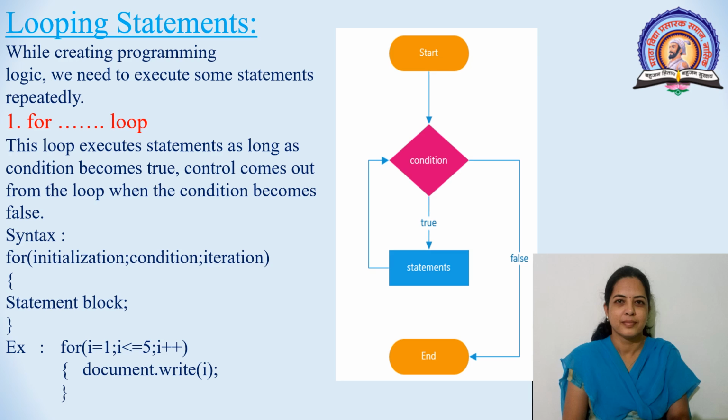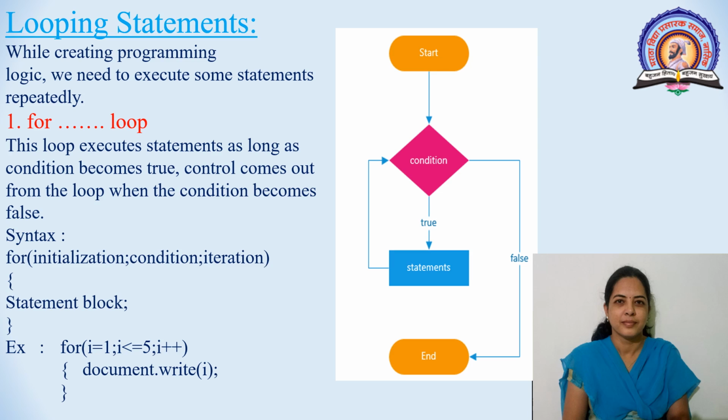Now in curly bracket we are writing here document.write(i), means display the value of i. Here you can see here start condition. So first it checks the condition. Now here value of i is equal to 1. It will check the condition, if i is less than equal to 5, yes, now i is equal to 1. So it is true. So it will execute the statement, means it will display 1.